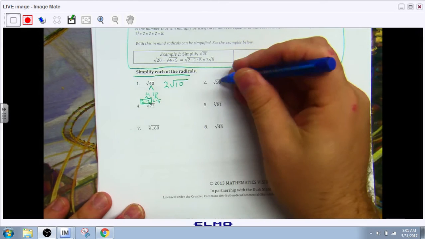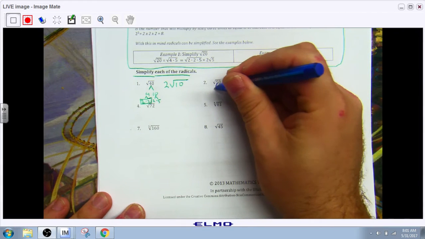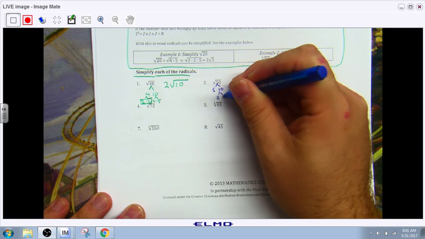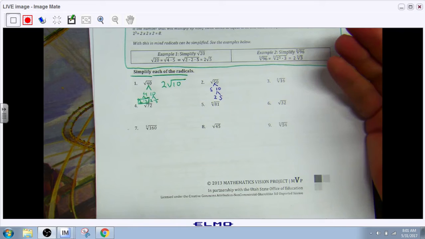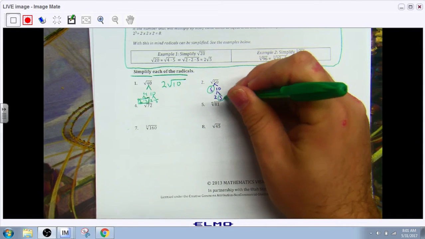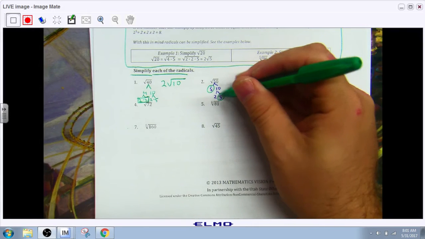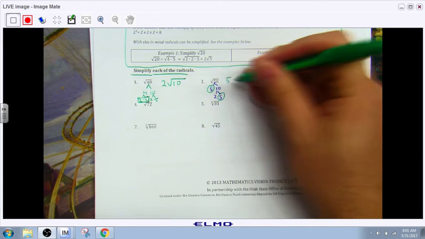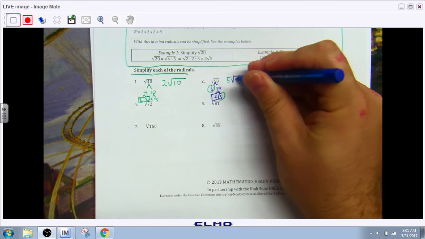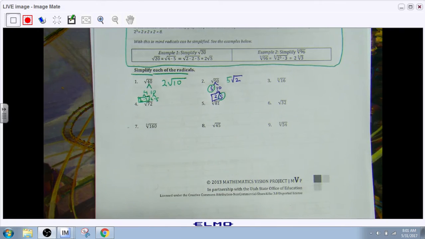We have 50. So I see 50, okay, so I got 5 and 10, and then 10 is 2 and 5. And so now I'm looking for a square. Do I have a square here? You bet you. I have 5 and 5. So that's a square. When I square root it, I just have 5, and then underneath the radical I have what's left over, which is just 2. So the answer here would be 5 root 2.